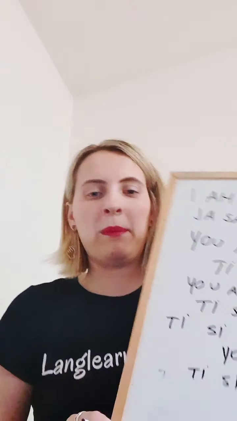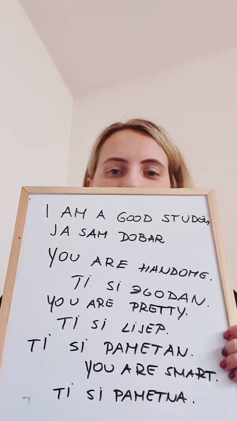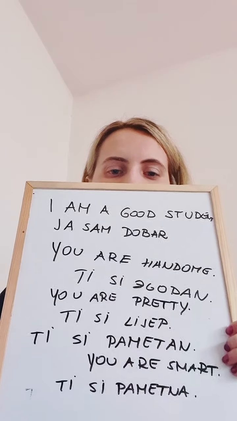So for example, ti si pametan means, for a guy, you are smart. But for the girl, you would say ti si pametna. So ti si pametan, you are smart. Ti si pametna, for the girl, you are smart.